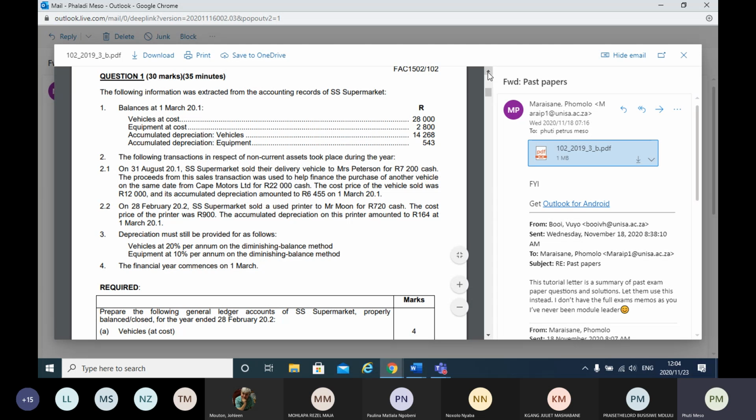Now you know, right? Please draw the vehicle T account for me. And then you do the T account for the equipment, and then the T account for the accumulated depreciation on both the vehicle and the equipment. And stop there.